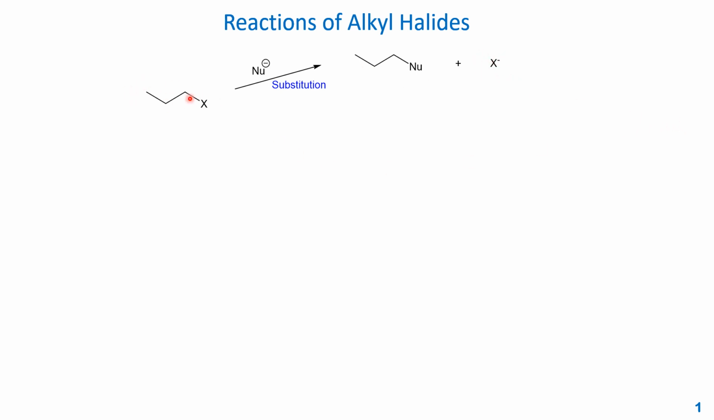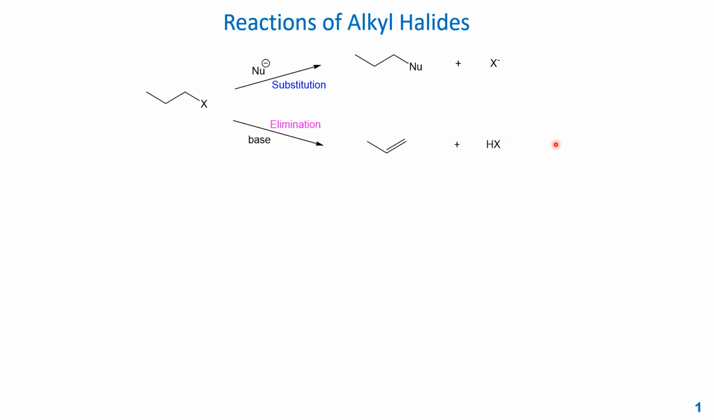And the other two possible reactions are elimination. If you use a base, you could have elimination, E1 or E2. Two types of elimination, and the product will be an alkene. It's an unsaturated hydrocarbon. And the byproduct will be the hydrogen halide.